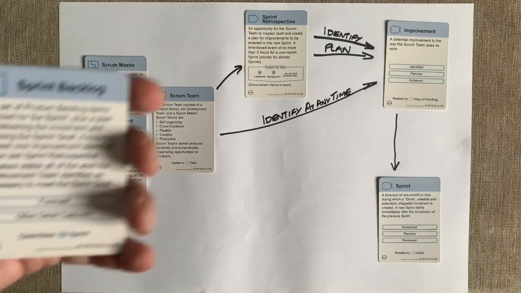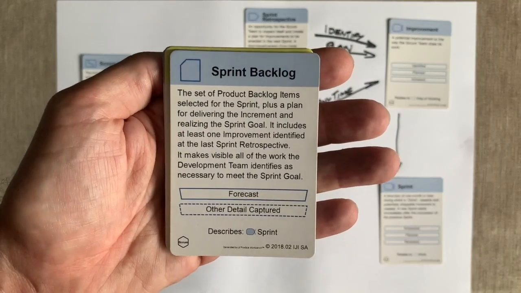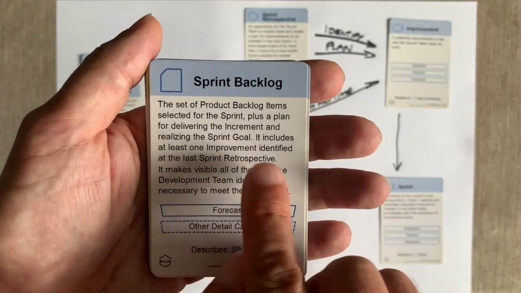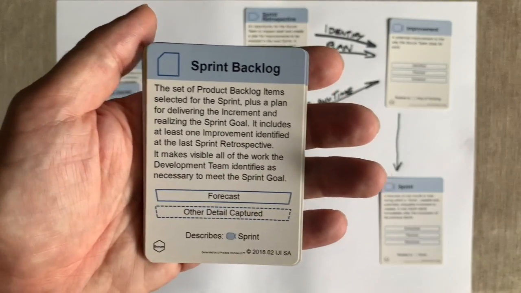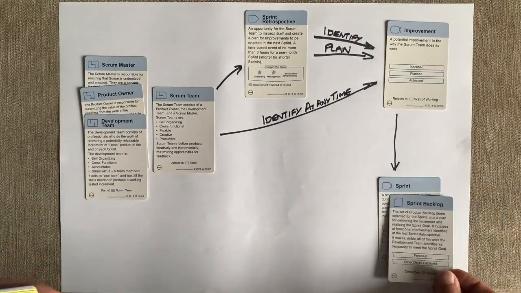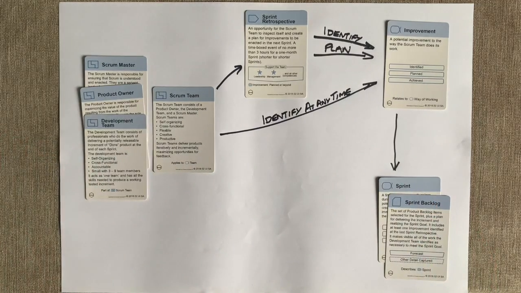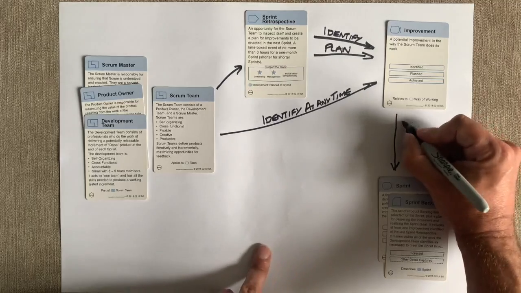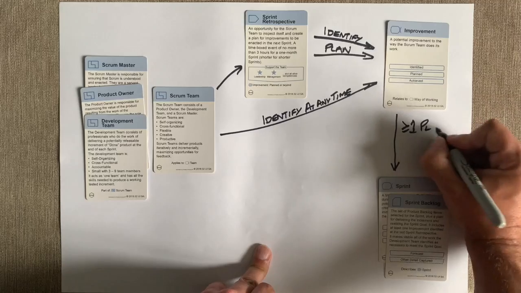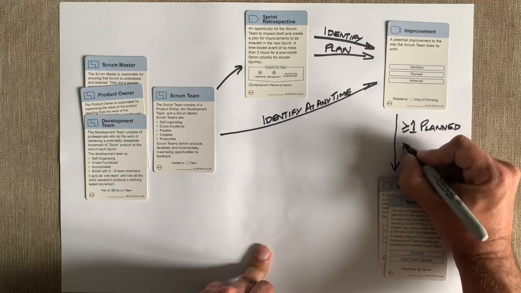It also has a work product, the sprint backlog, that is used to describe the content of the sprint. And here on the card we can actually see that it includes at least one improvement identified at the last sprint retrospective. So it's certainly not an optional thing to identify and plan in our improvements. So those two are related, and perhaps we could be a bit more precise now about our relationship. We can see there's got to be at least one planned per sprint.